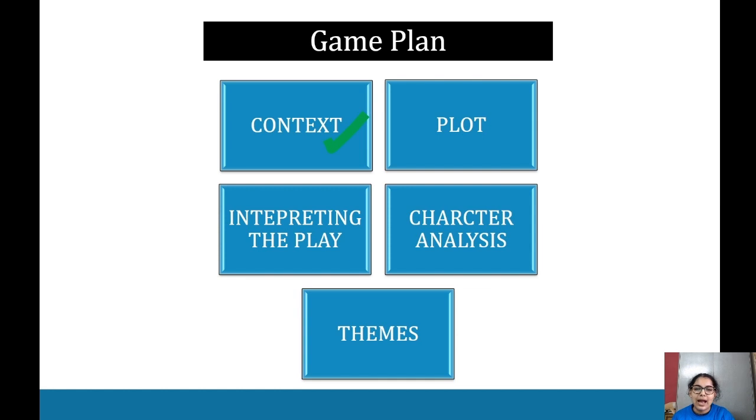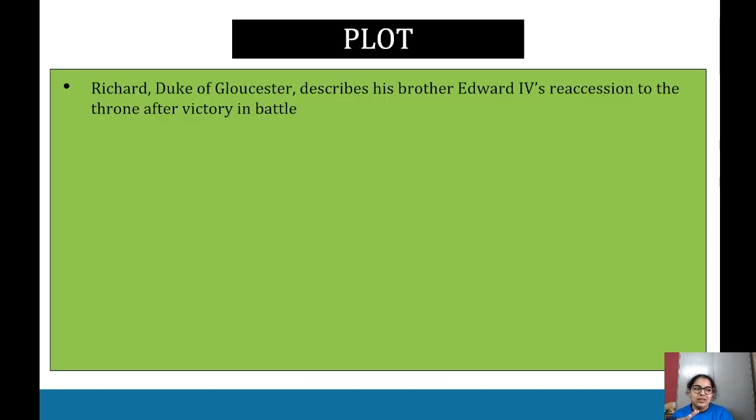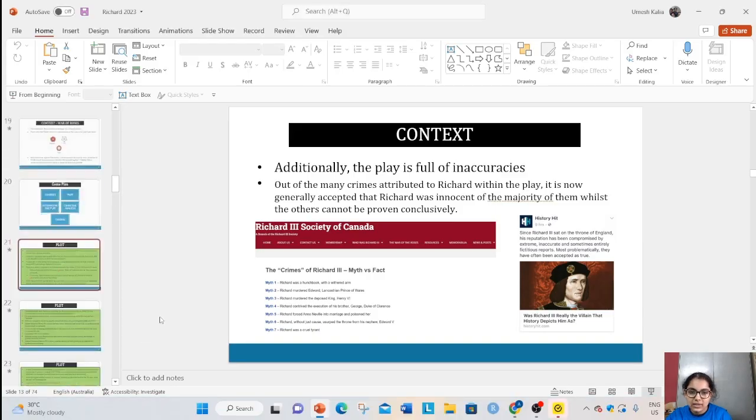Now, let's have a look at plot. There's a lot going on with the plot, so let's take the time to get through it.